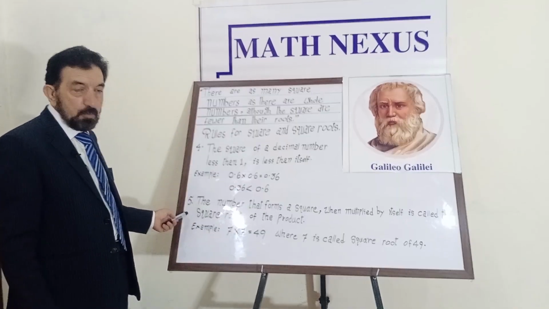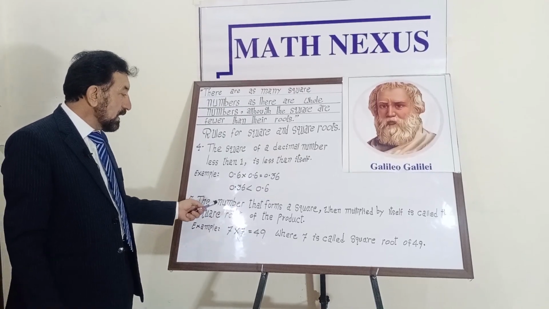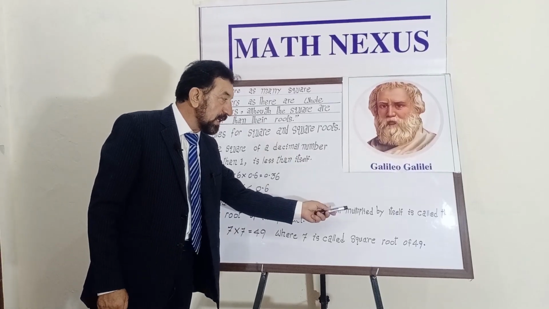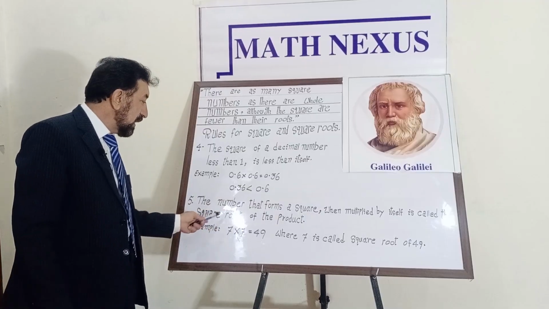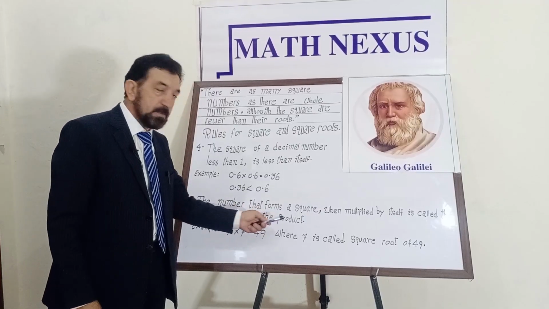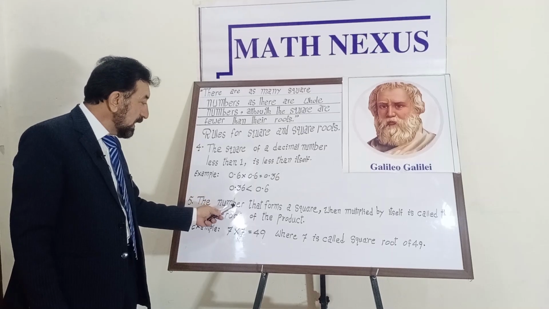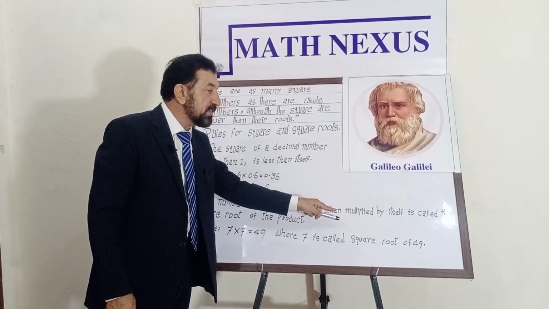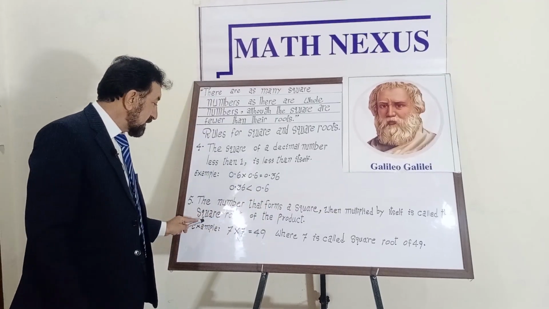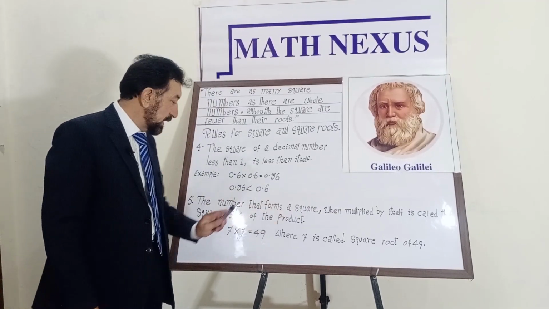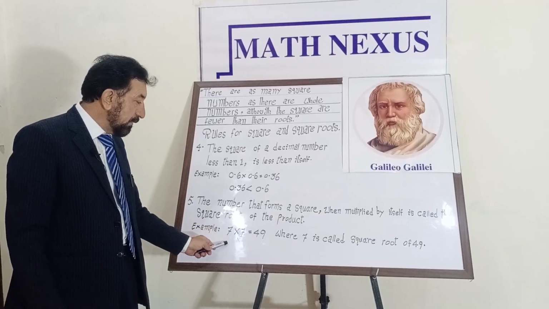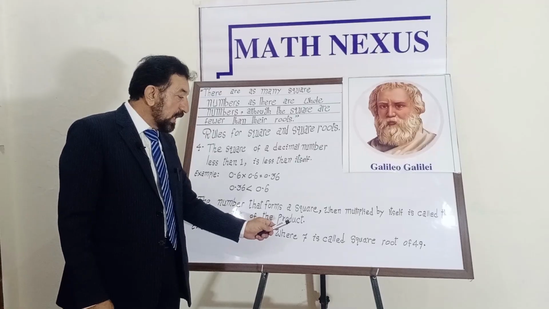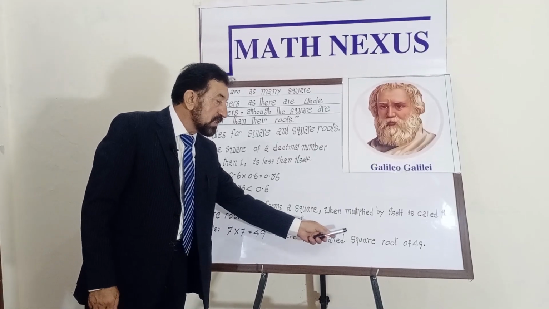Property number 5 or rule number 5. The number that forms a square when multiplied by itself is called the square root of that number. Example, 7 into 7 equal to 49, where 7 is called the square root of 49.